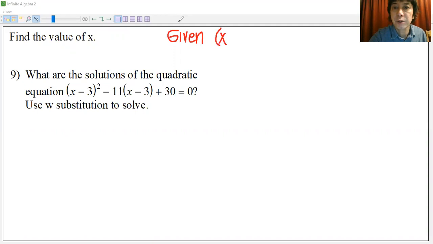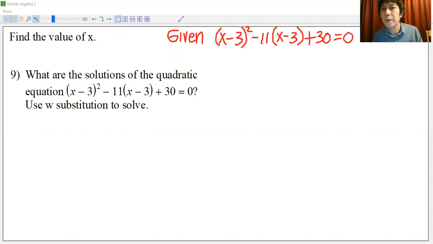So x minus 3 squared minus 11 times the quantity x minus 3 plus 30 is equal to 0. There. We're talking about that x minus 3 in one piece. So we can assign a letter. Say, let u be equal to x minus 3, like that.